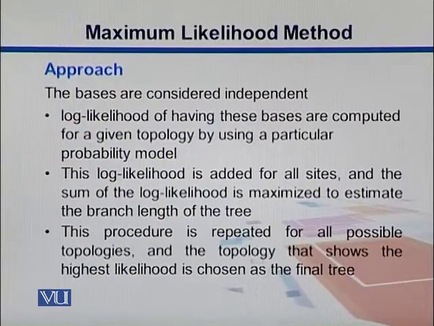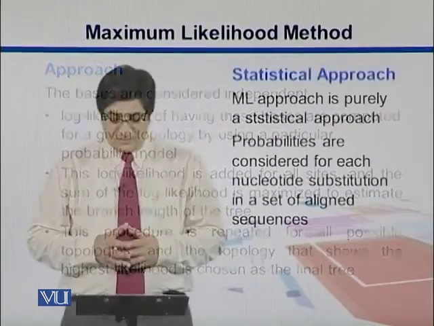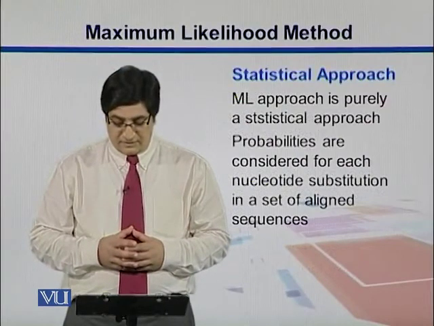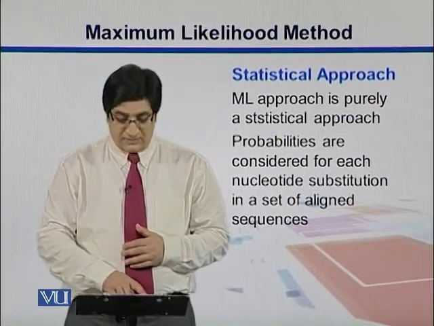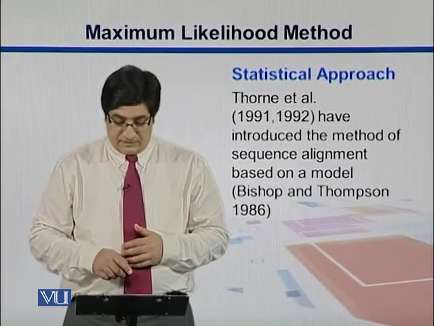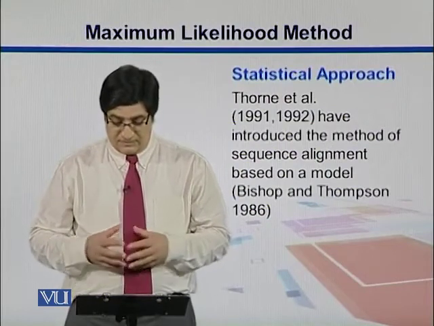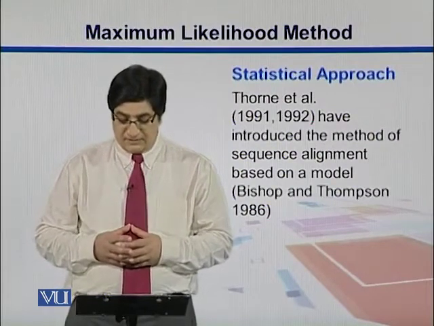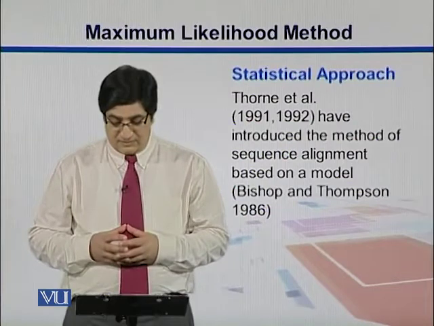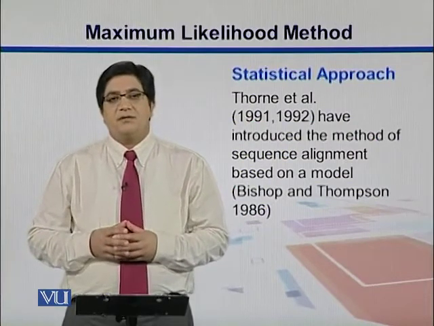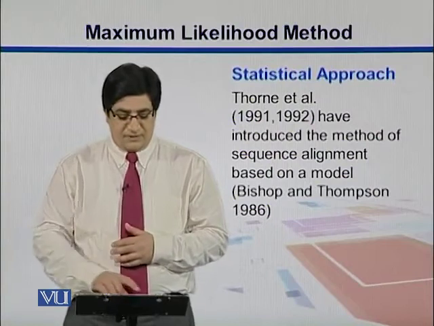This procedure is repeated for all possible topologies, and the topology, or tree shape or structure, that shows the highest likelihood is chosen as the final tree. This is a statistical approach where probabilities are considered for each nucleotide substitution in a set of aligned sequences. Some scientists contributed by producing methods of sequence alignment based on models. They came up with a model and then correlated that model with these probabilities.